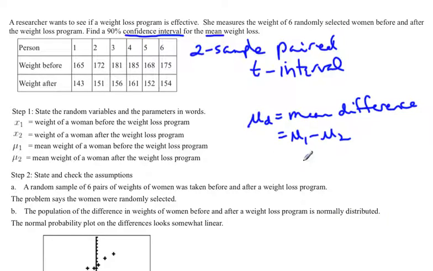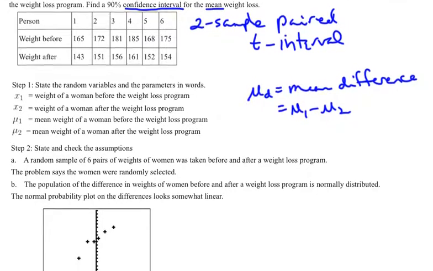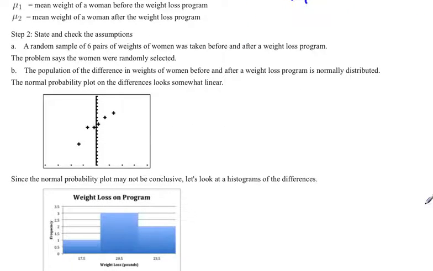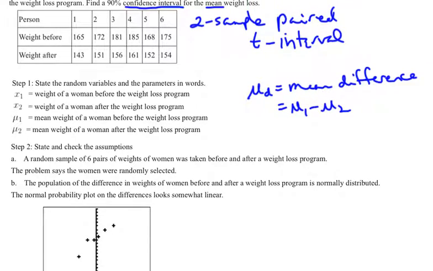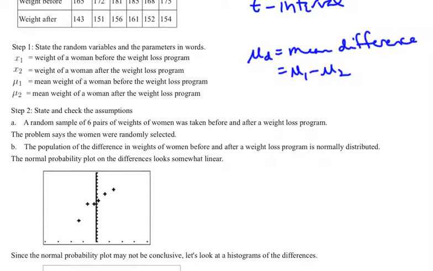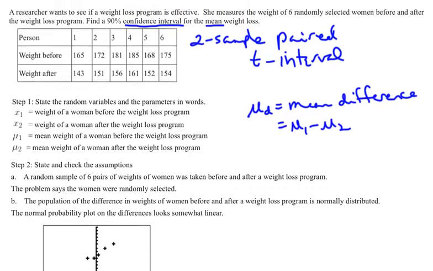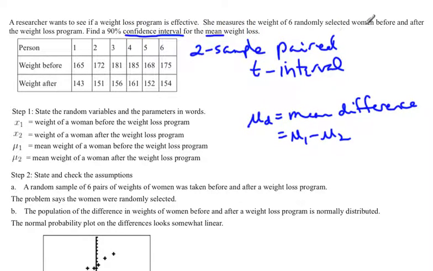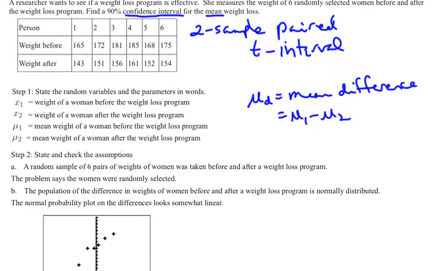Okay. The next step of every confidence interval is to state and check the assumptions. So a paired test or paired interval has 2 assumptions. One is that you have a random sample of pairs. So we are looking at these weights being collected as pairs. So it's not really a 2 sample anymore. It really is 1 sample, but you collect them in pairs. So we have a random sample of 6 pairs of weights of women was taken before and after the weight loss program. If you look up, the problem actually says that the women were randomly selected, so we do in fact have a random sample.